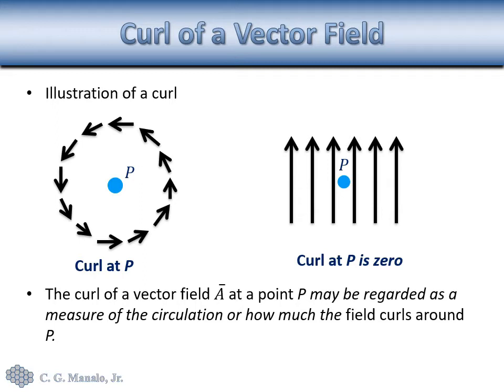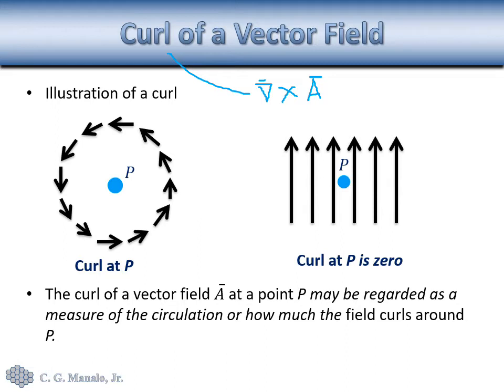To add on the previous slide, the curl is nicely defined by the del operator crossed with the vector field A. So we assume the del operator to be a vector, and we do a del cross A, and that gives us the curl of the vector field.